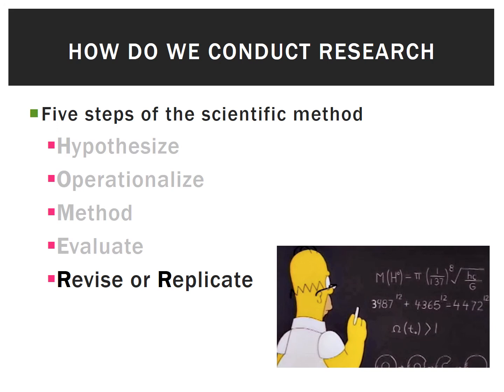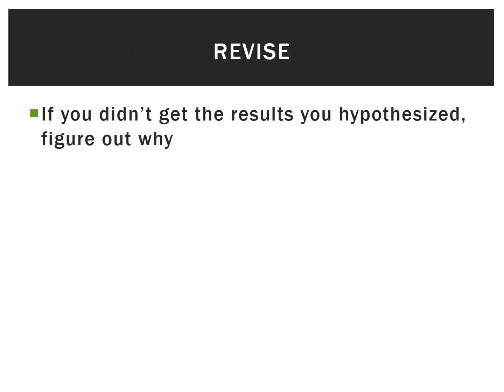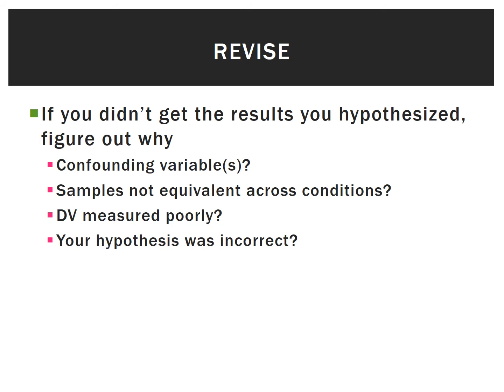The last step of the scientific method then is post-evaluation. It's to revise or replicate your study, your finding. So if you did not get the results you hypothesized, your job is to figure out why. This is the revised part of the method here. You have to analyze your study in terms of, well, do I have confounding variables that got in the way? Are my samples not equivalent across conditions? Do I maybe have a poor operationalization of my DV? Did it not get measured very well? So there are a couple of different questions you can ask about study design, whether your design got in the way, but you also have to be willing to accept the fact that your hypothesis might be wrong, right?